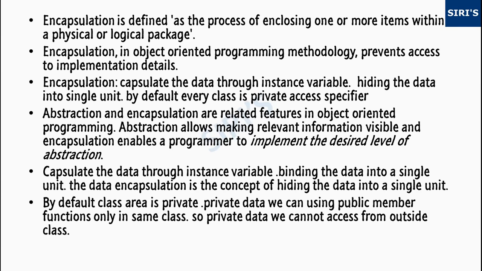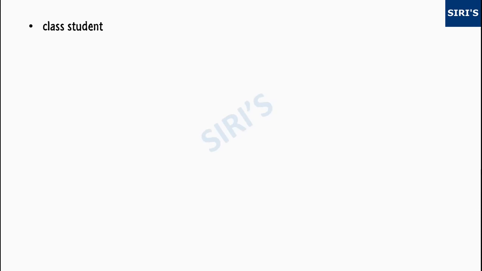By default, class data is private. Private data we can use through public member functions only in the same class. So private data we cannot access from outside classes.